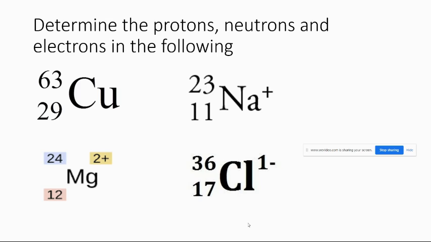I want you to determine the protons, neutrons, and electrons in each of these. Remember, this number here is the number of what? What added together gives me this number? Protons and neutrons, okay? So that added together gives me that value. And this is your charge value up here in the corner. See if you can work through that with your seat partner.